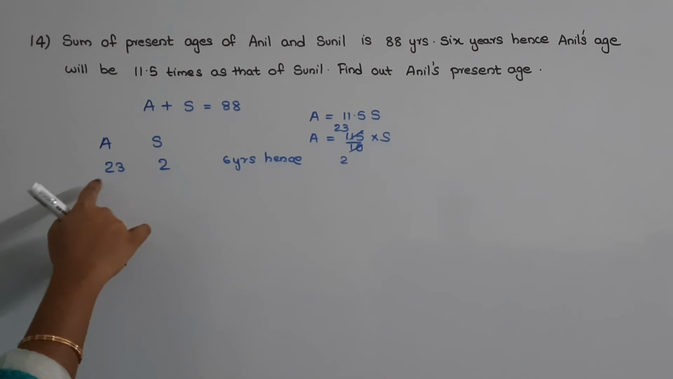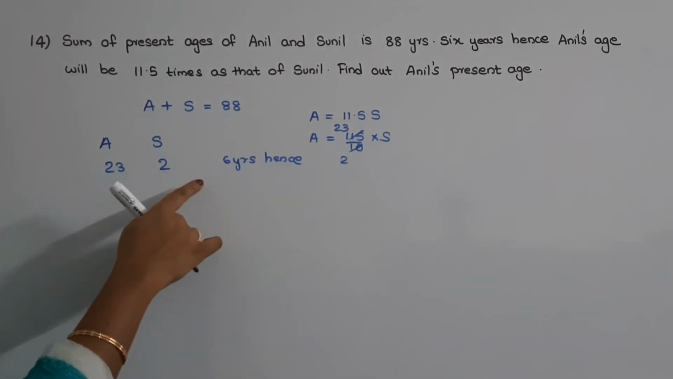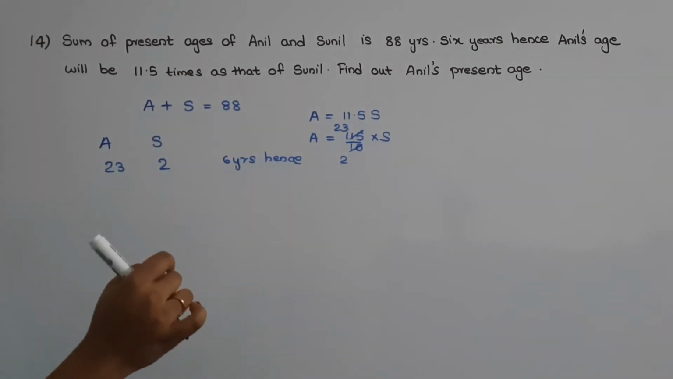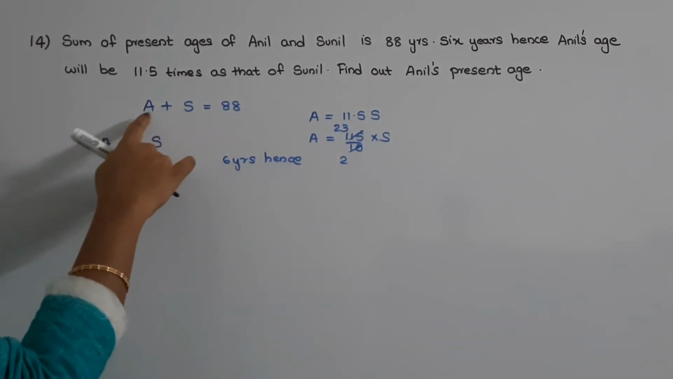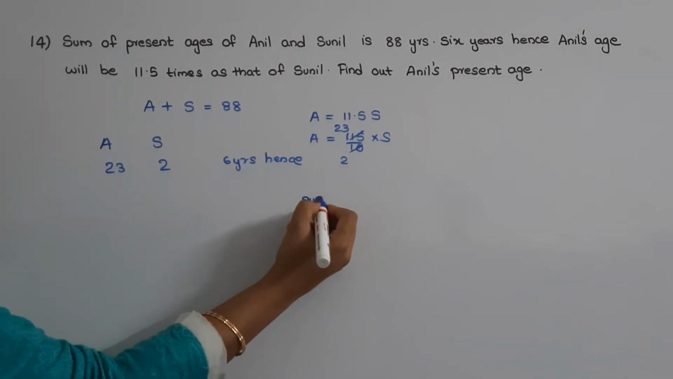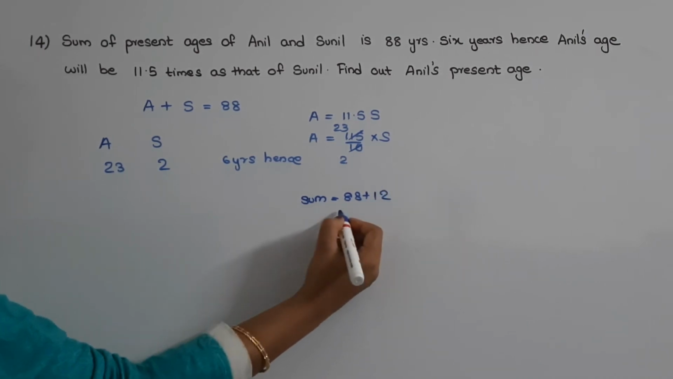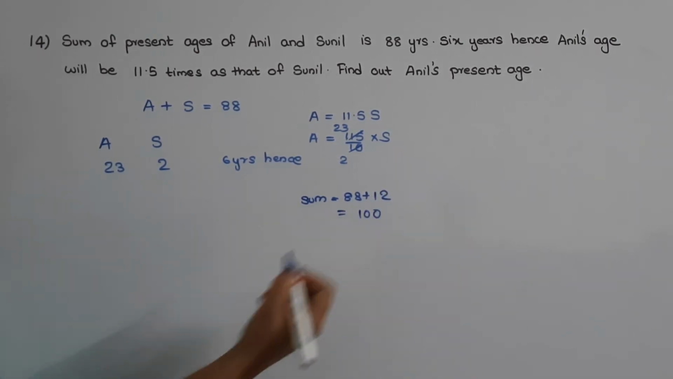Since we are having the ratio of their ages 6 years later, we need to find out the sum of their ages 6 years later. So, 6 years later, what will be the sum of their ages? 6 years later, the sum will be equal to 88 plus 12. That will be equal to 100.